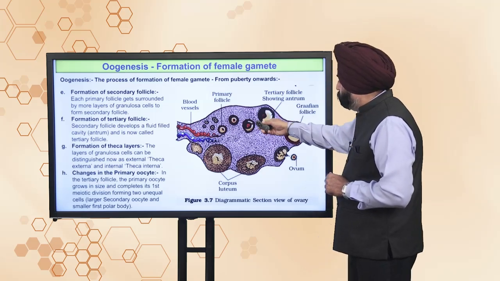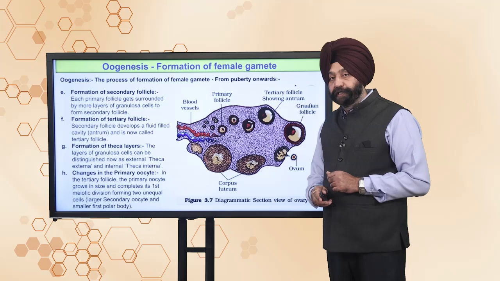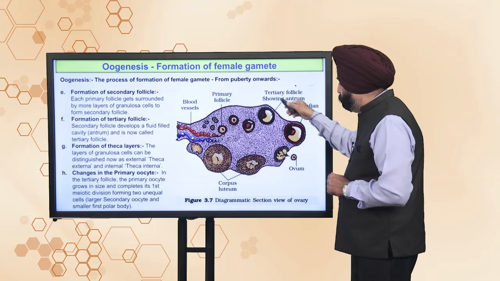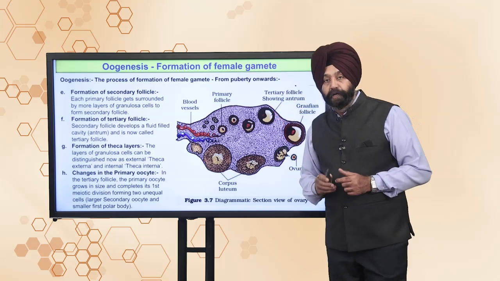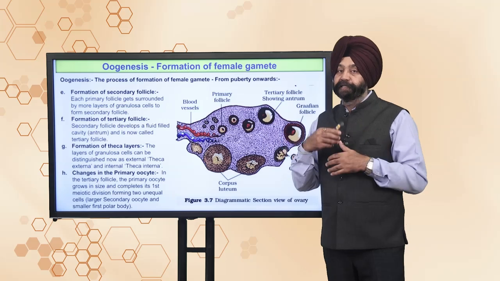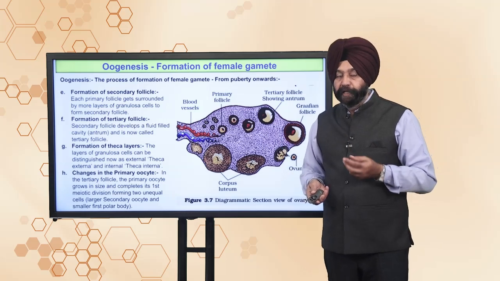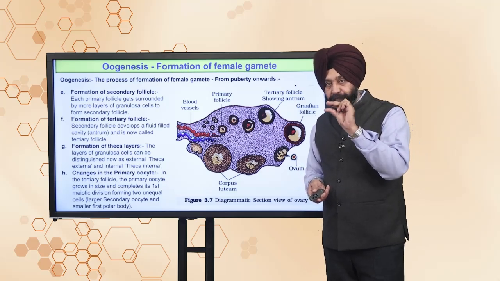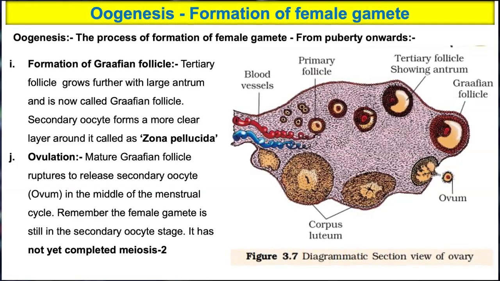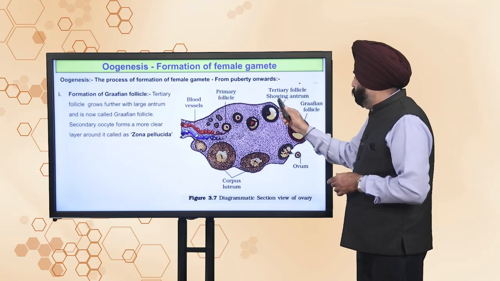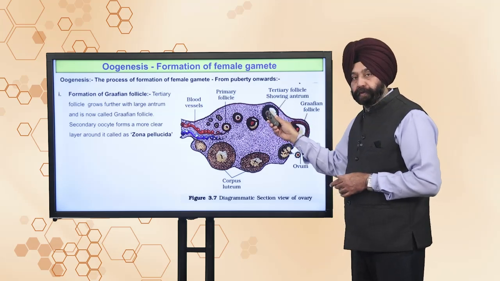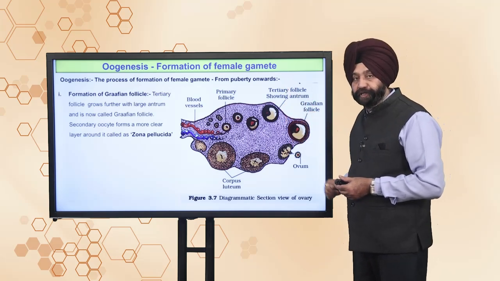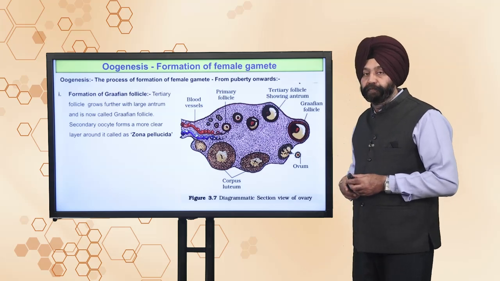Now let us see how the cell inside it, the primary oocyte, changes. In the tertiary follicle that we see here, the primary oocyte grows in size and completes its first meiotic division, forming two unequal cells, a larger cell and a smaller cell. The next is formation of the Graafian follicle. The tertiary follicle increases in size, develops more fluid in the antrum, and is now called the Graafian follicle.